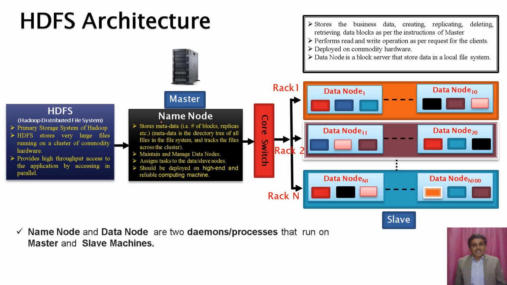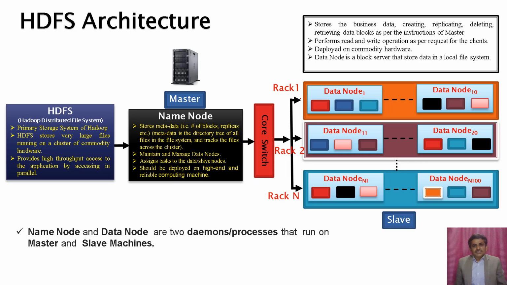Next, we will see the major tasks of the name node. Name node stores metadata, that is the number of blocks, replicas. Metadata is the directory tree of all the files in the file system and tracks the files across the cluster. Name node also maintains and manages data nodes. It assigns tasks to the data or slave nodes. Name node should be deployed on a high-end and reliable computing machine.